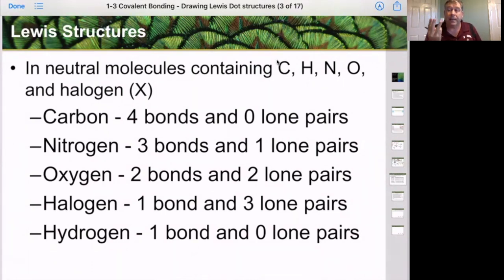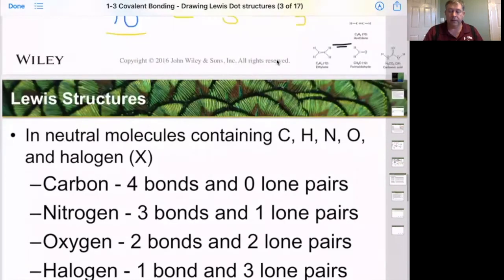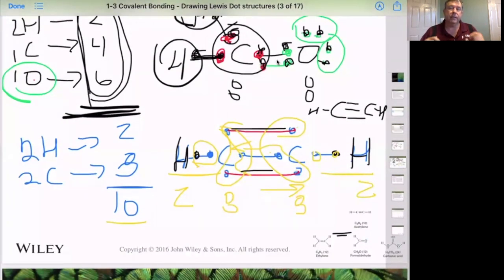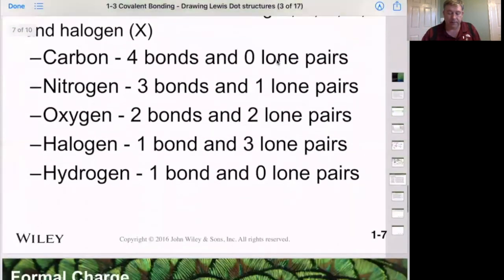Nitrogen tends to have 3 bonds plus 1 lone pair. So you want to bond 3 things to nitrogen and have a lone pair there. Oxygen tends to have 2 bonds and 2 lone pairs. Halogens like fluorine, chlorine, and bromine tend to have a single bond to something and then 3 lone pairs. And hydrogen only has the 1 bond and no lone pairs because it only needs 2 electrons in its outer shell. So if you follow these simple rules and go back and do those suggested elements down here, you'll see that it makes it very easy to put the structure together and make sure you have the right number of valence electrons.